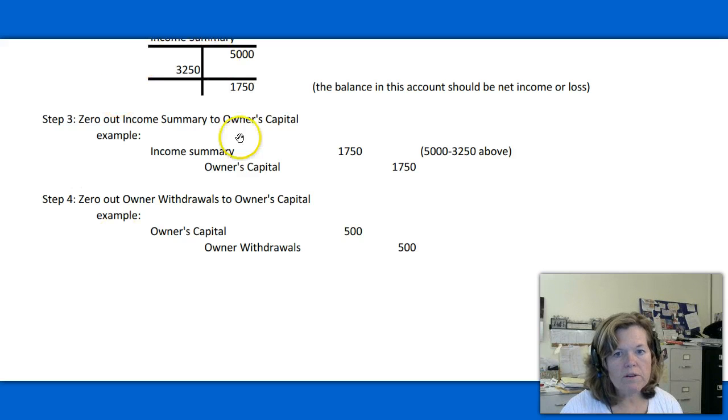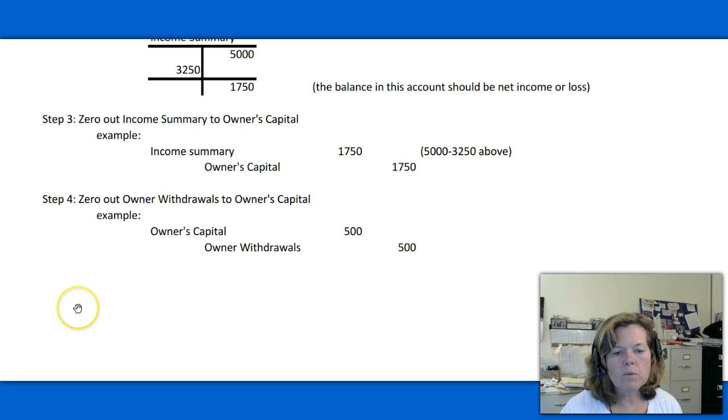So what you've done with all these closing entries really should parallel the information that you see in the statement of owner's capital, the statement of owner's equity. And if your numbers aren't the same, then there's been a mistake made along the way. So you want to go back and check, because your ending balance of owner's capital in your T account should equal what's on your statement of owner's equity.